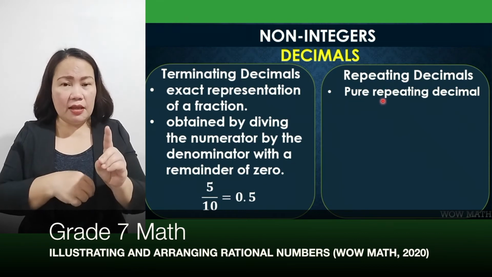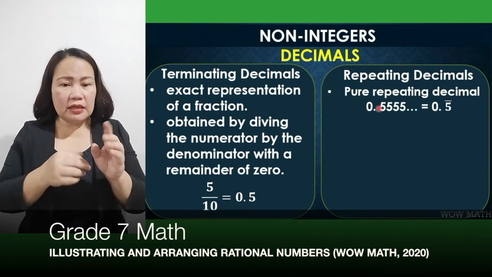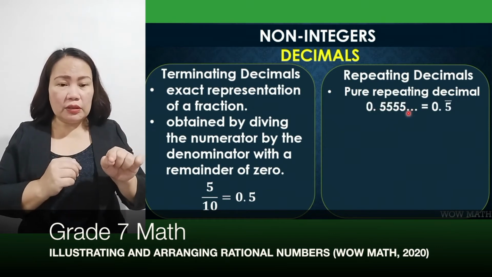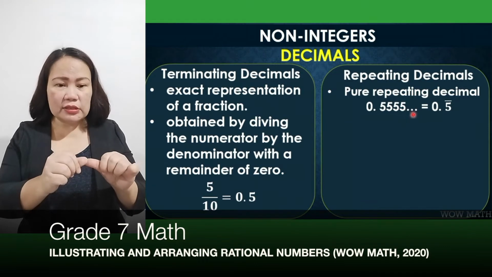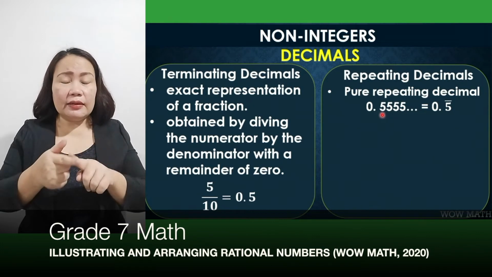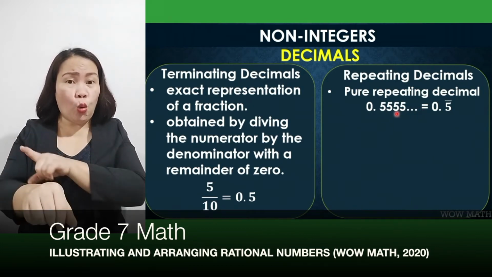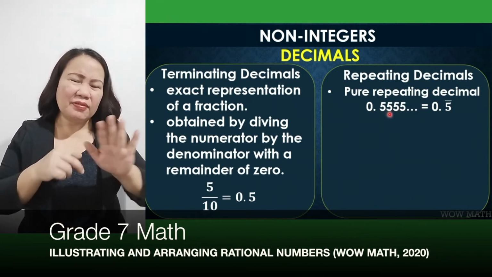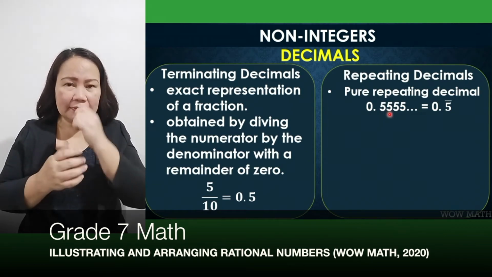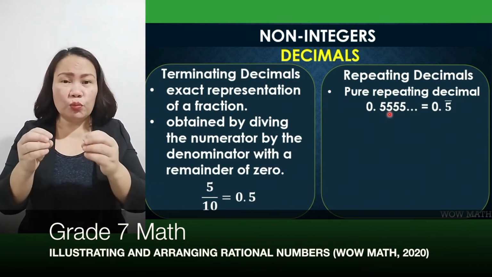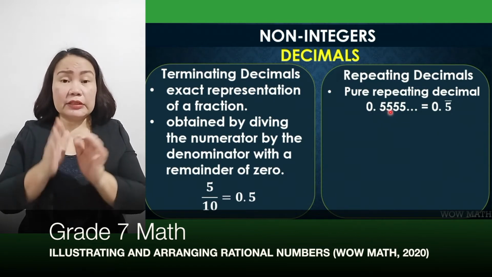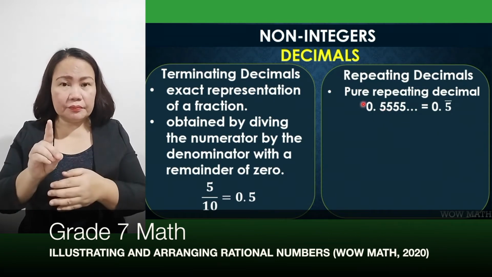What do we mean by pure? Ibig sabihin, if I have 0.555 and then three dots, an ellipsis, that means continuous. So, 0.555. Now, we can rewrite this, lalo na kapag masyado siyang mahaba. Siyempre, repeating siya, nauulit. Sometimes, if you're going to divide a number using a calculator, ang haba niya, masyadong mahaba yung values, meron na siyang dot, dot, dot. This is an example of repeating decimal under pure repeating.